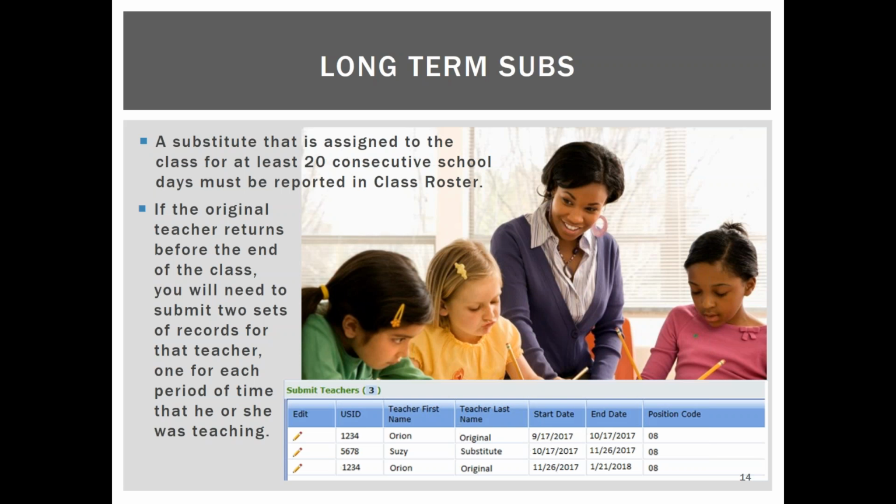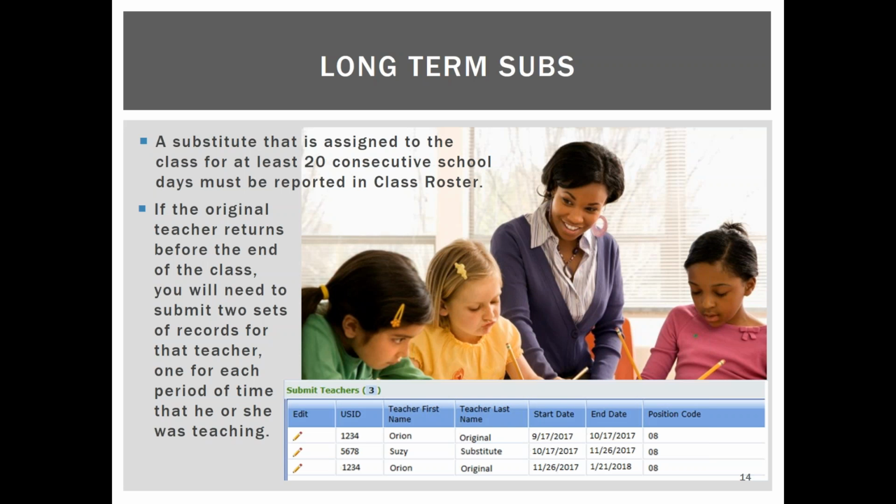All right, long-term substitutes. So a substitute that is assigned to the class for at least 20 consecutive school days must be reported as that teacher of record for that period that they were teaching. And then, of course, if the original teacher returns, that teacher would have another record.